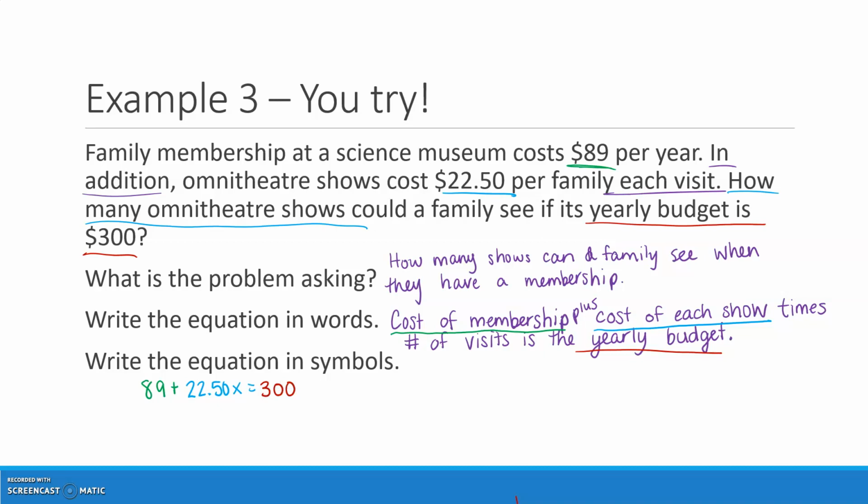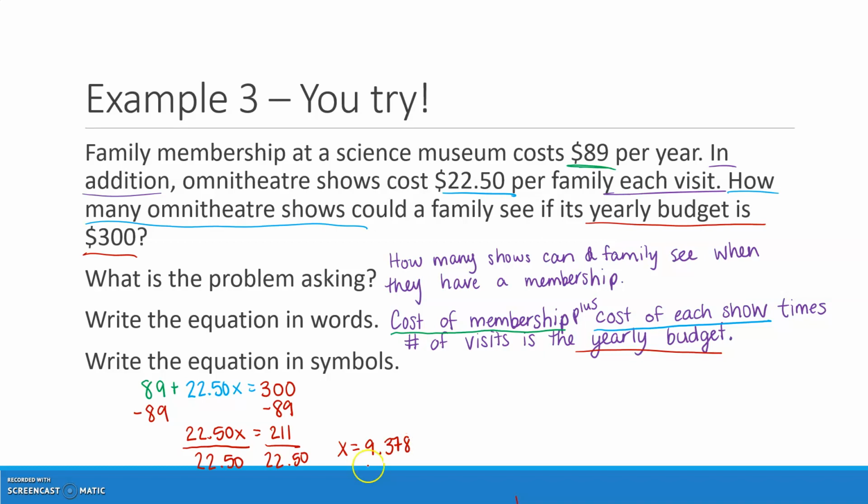So now we have a two-step equation. Before it was just a one-step, now it's a two-step. So our first step is to subtract 89 from both sides. When we do that, we get 22.50 x equals 211. And then we need to divide both sides by 22.50. And we get x equals 9.378. And it keeps repeating.